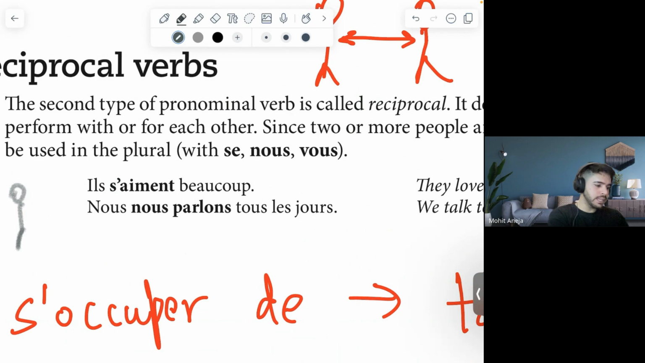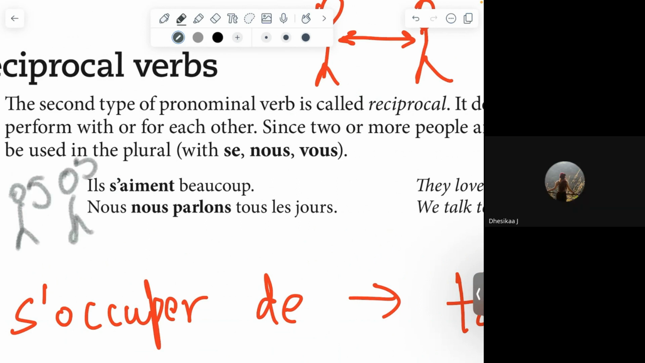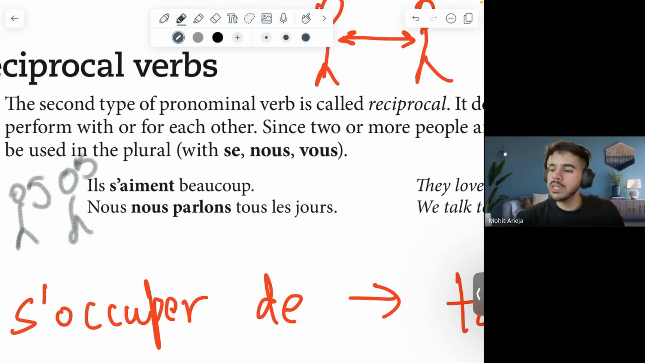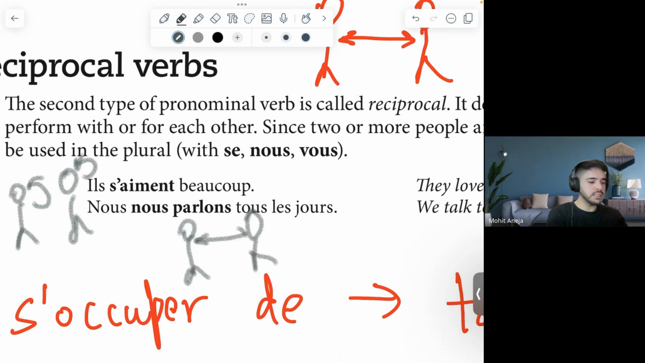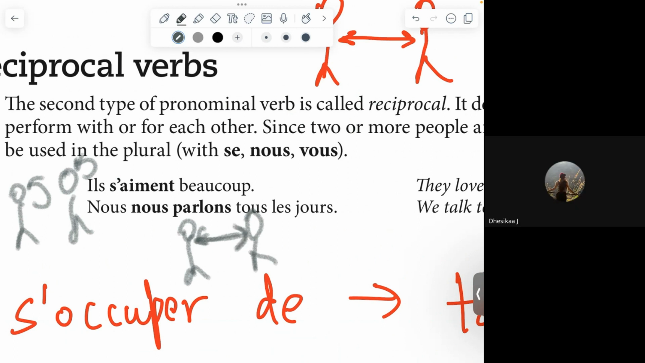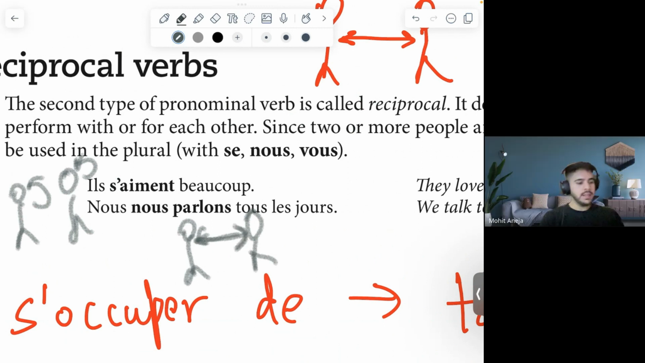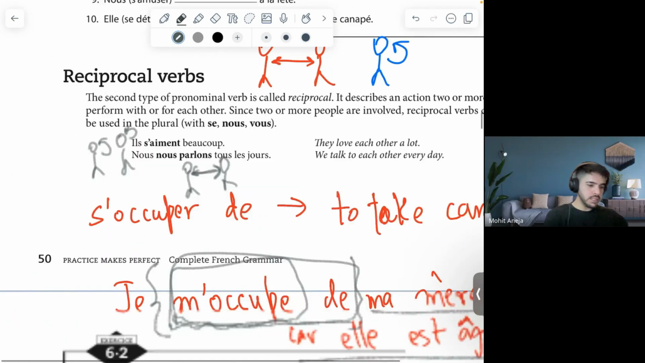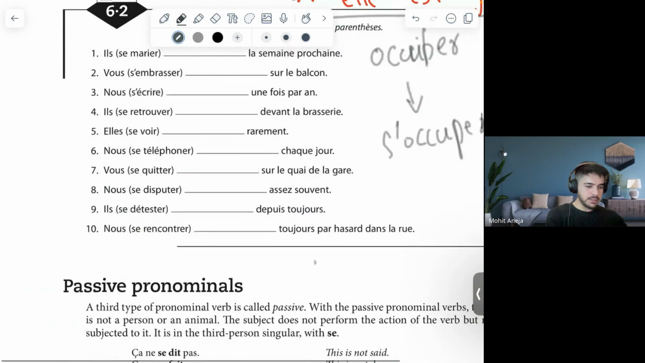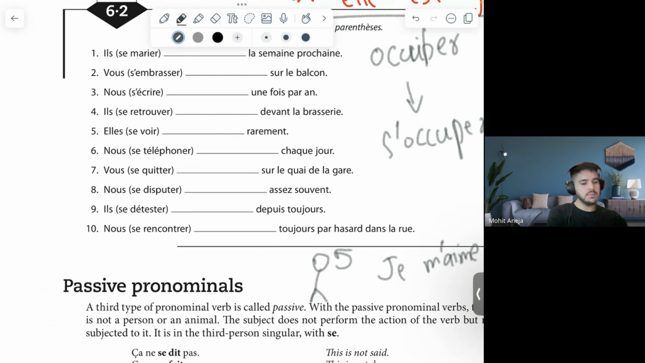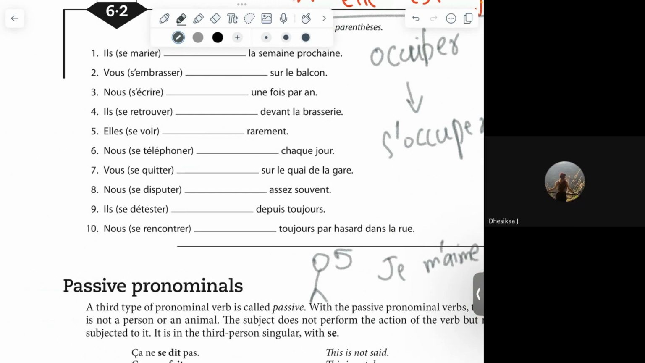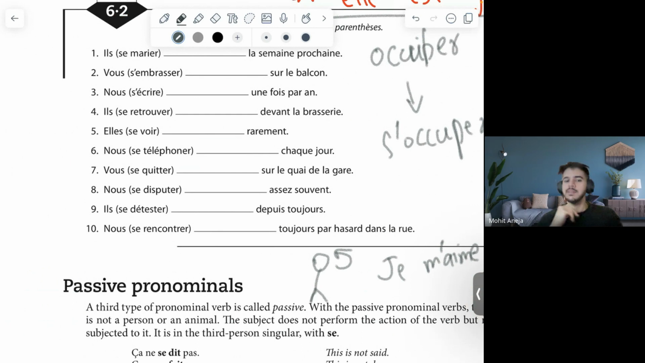So here the diagram is not this. The diagram is this: they love each other. All right. If you want to say, I love myself, what will you write? Je m'aime. So this is reflexive. I love myself. Je m'aime.